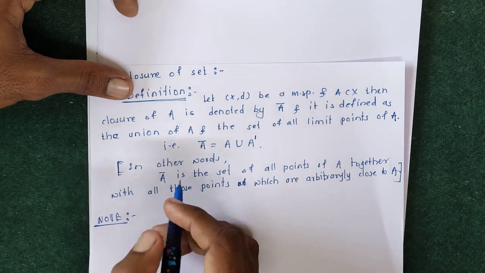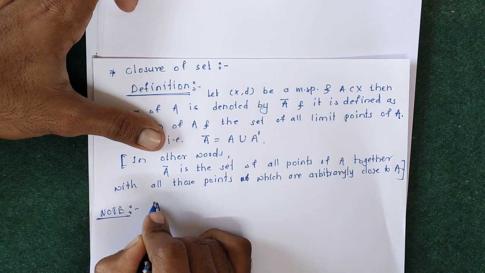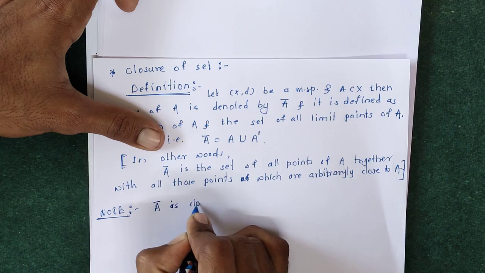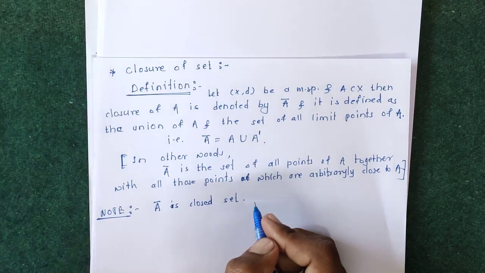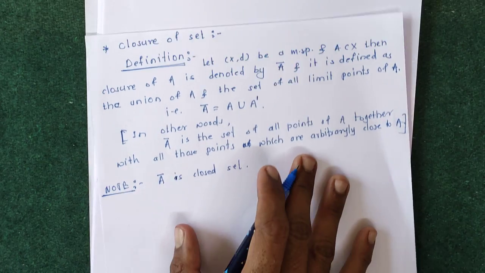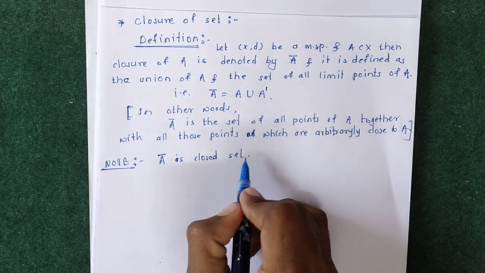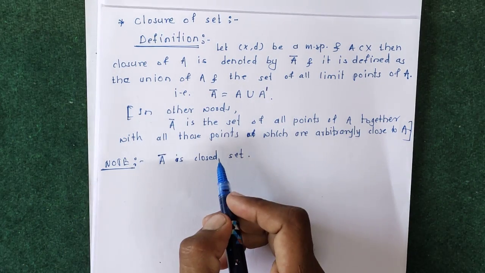So first note is A closure is closed set. First note is A closure is itself a closed set. I am taking this, A closure is closed set, as a theorem. You can prove that this A closure is closed set.